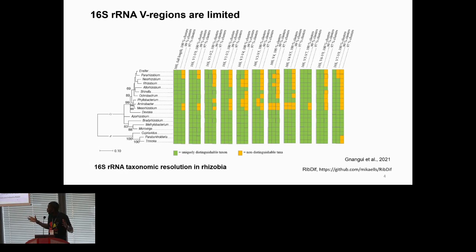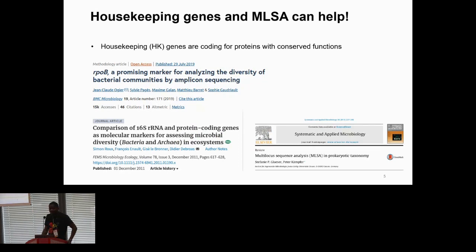You will have to take the full 16S rRNA. And even in some genera, the 16S rRNA is not able to taxonomically resolve the genera. Here we are going for housekeeping genes, and some studies have already demonstrated that housekeeping genes can help in such situations. We have the first studies that show that rpoB is a promising gene for such studies, and we also have more studies on multilocus sequence analysis.